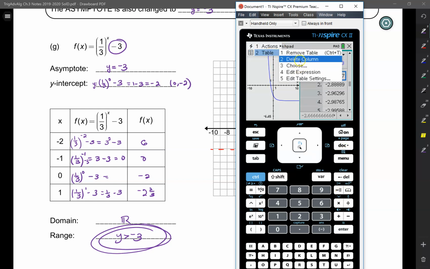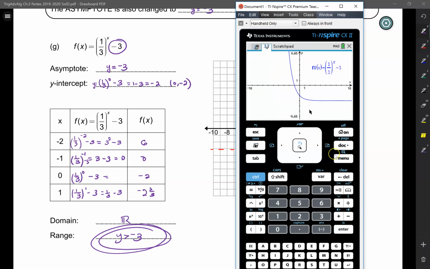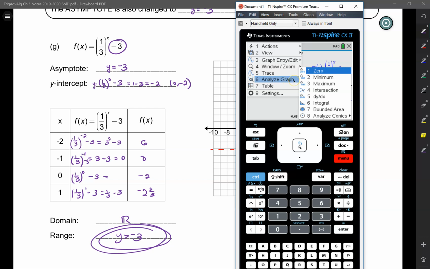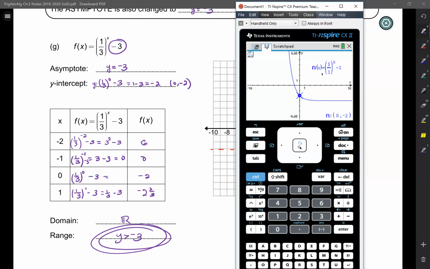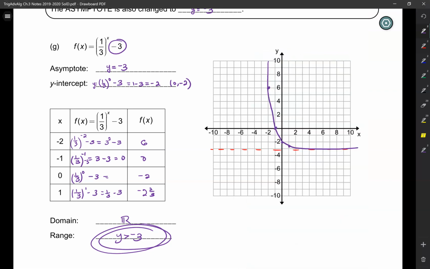Or, look at what else you can do. Menu, analyze graph. I'm sorry, not analyze graph. Graph trace, and look. At x equals 0, y is -2. Now I want x equals -2, right? So just type in -2, enter, and it's 6. -1, enter, and it's 0, and so on. So that's how you can do it on the calculator portions. Questions? Okay.